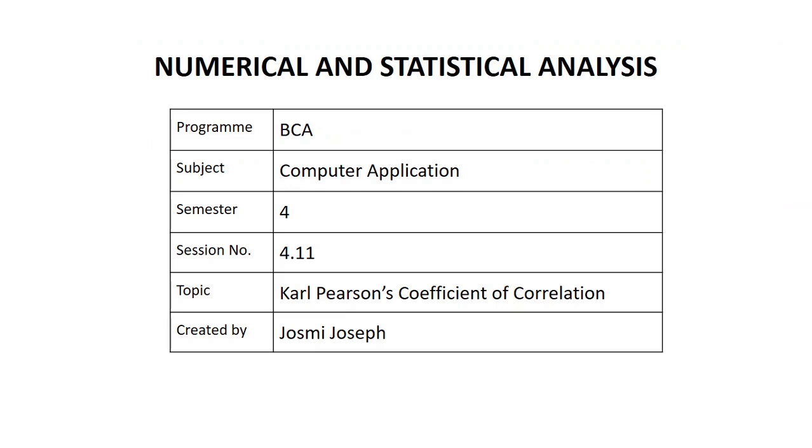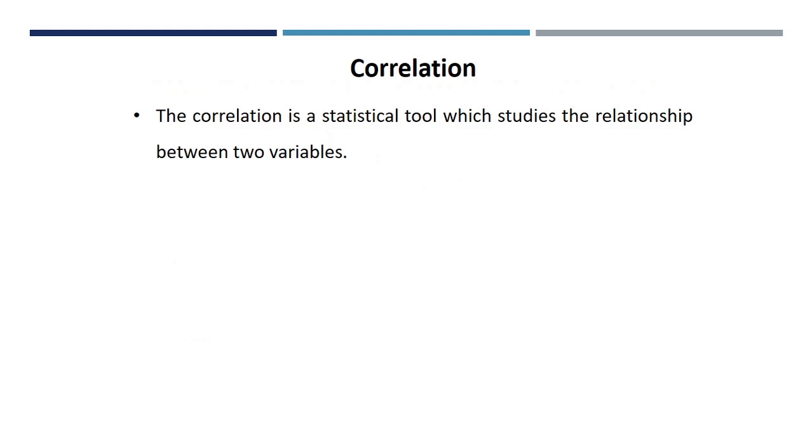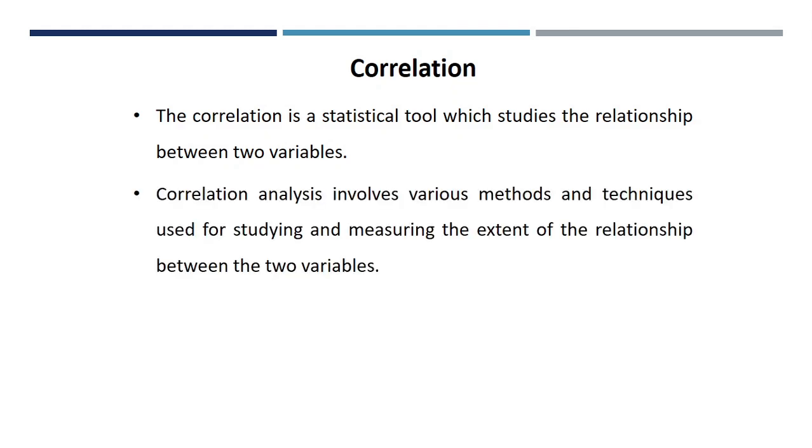Here we are going to see the second method of finding the correlation coefficient, which is Karlpearson's coefficient of correlation. Correlation is a statistical tool which studies the relationship between two variables in a bivariate distribution. Correlation analysis involves various methods and techniques used for studying and measuring the extent of the relationship between the variables.